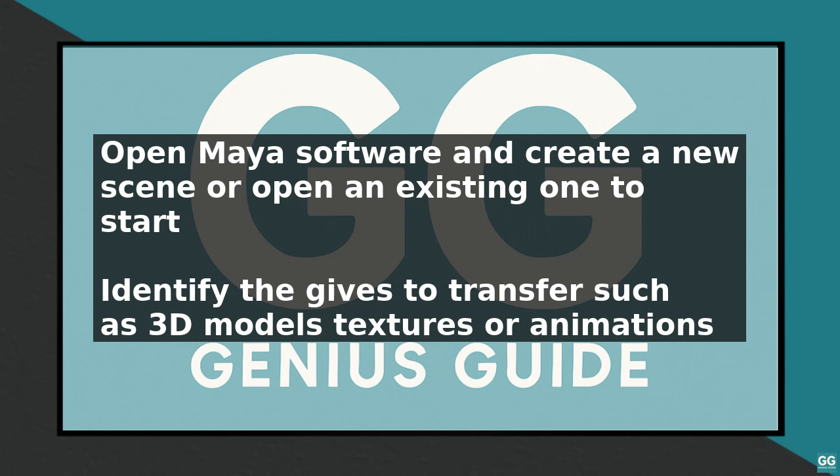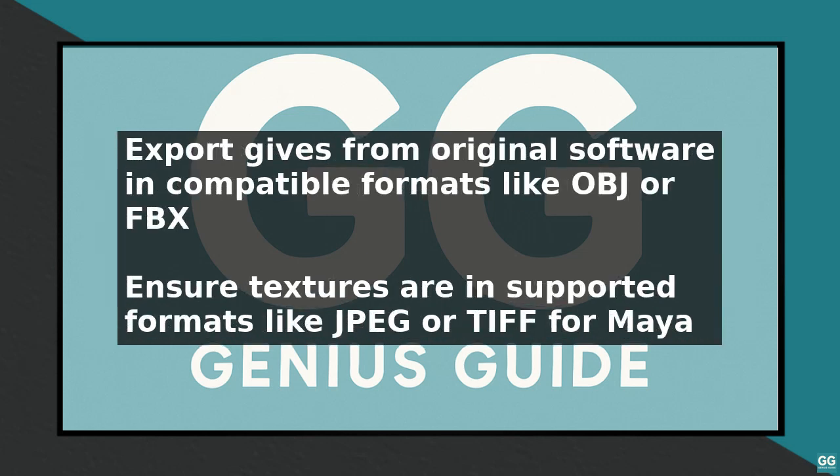If the GIFs are in the form of textures, ensure they are in a format that Maya supports, such as JPEG or TIFF. Once you have your GIFs ready, go to the File menu in Maya and select Import. Choose the file type that matches your GIFs and select the file you want to import. Maya will then import the GIFs into your current scene.